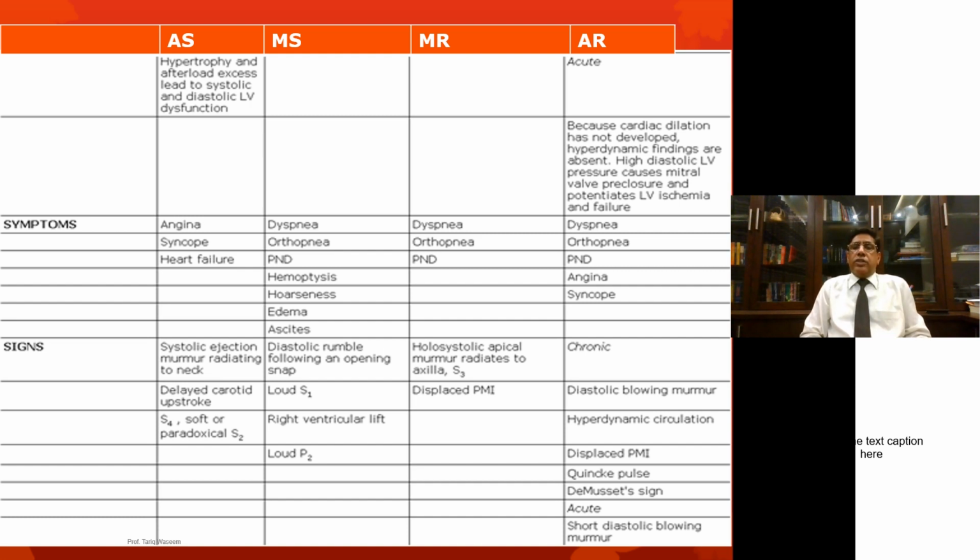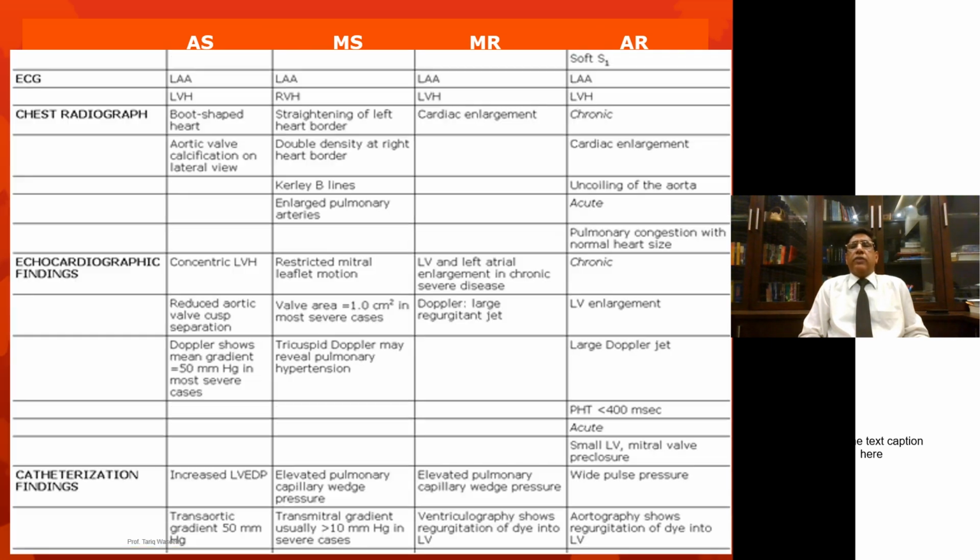Again, aortic regurgitation. Chronic aortic regurgitation would be associated with a diastolic blowing murmur, best heard in the second left intercostal space in sitting position. The circulation would be hyperdynamic. There were quite a few signs like Quincke sign, de Musset sign, and so many other signs which were described. Apex beat, of course, would be displaced as a result of dilatation and hypertrophy of the left ventricle. But in acute aortic regurgitation, there may be a short diastolic blowing murmur, and there would not be much evidence of dilatation of the heart.